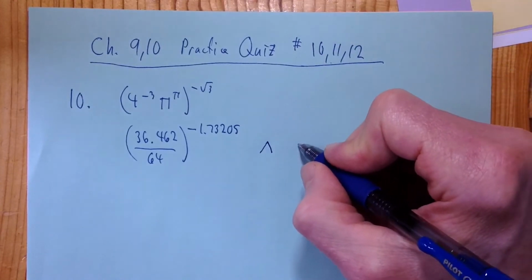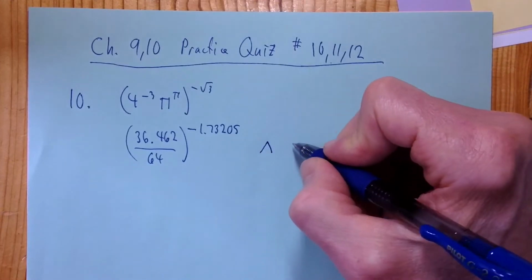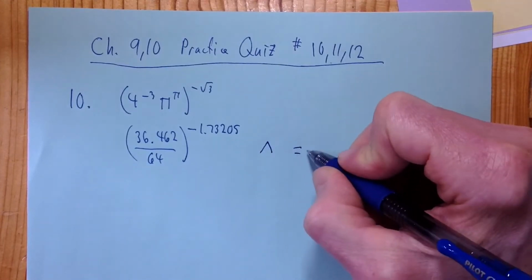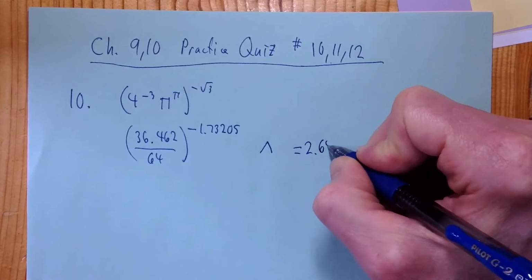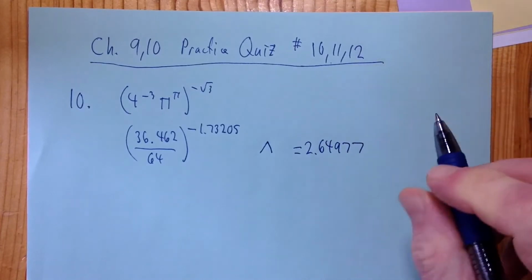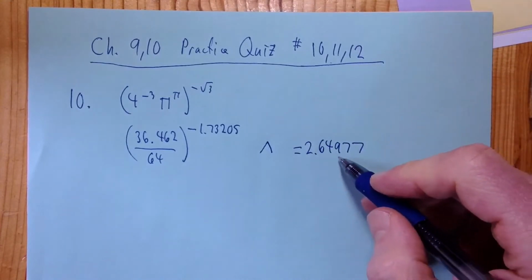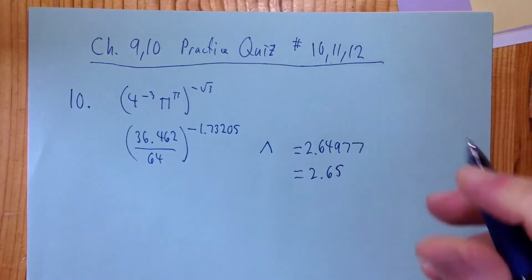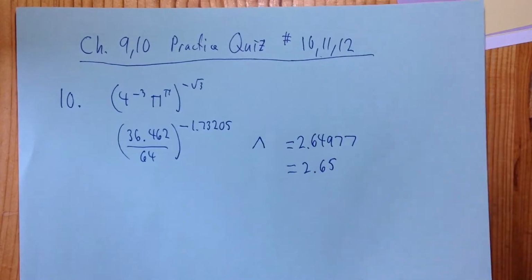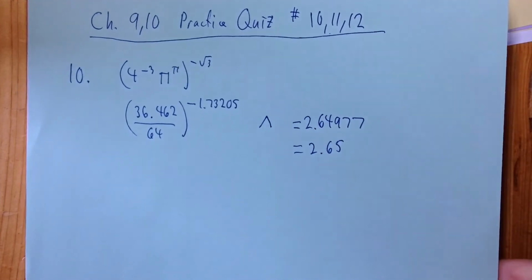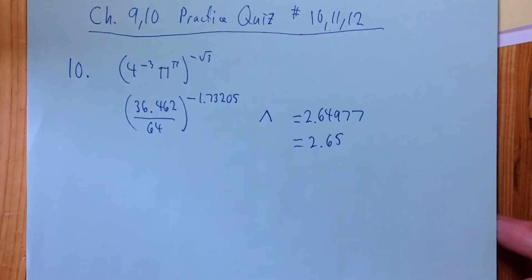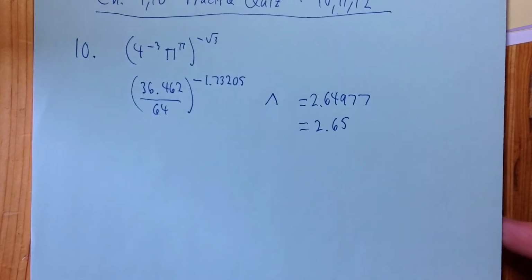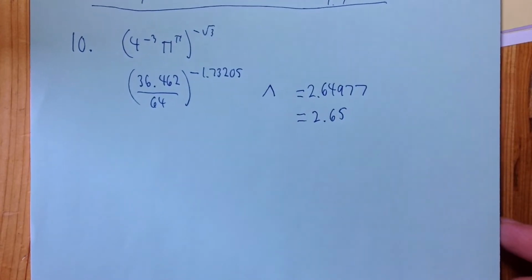And when I did that, I got that this was equal to about 2.64977. I said to 2 decimal places because everybody should get that that's about 2.65. So check and make sure you can get that in your calculator, and if you can't, maybe I did it wrong and let me know. But I think that's right. I don't have you guys to check me right now, so hopefully I'm doing these correctly.